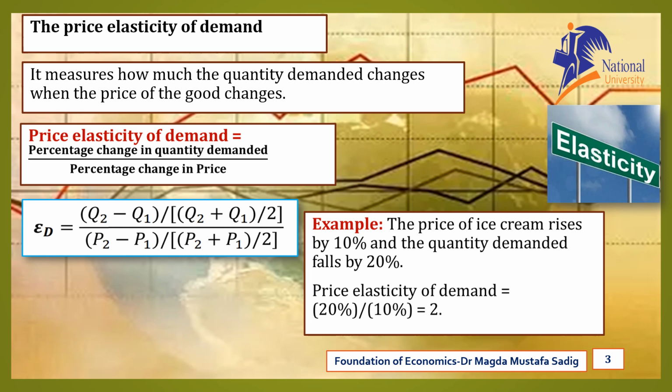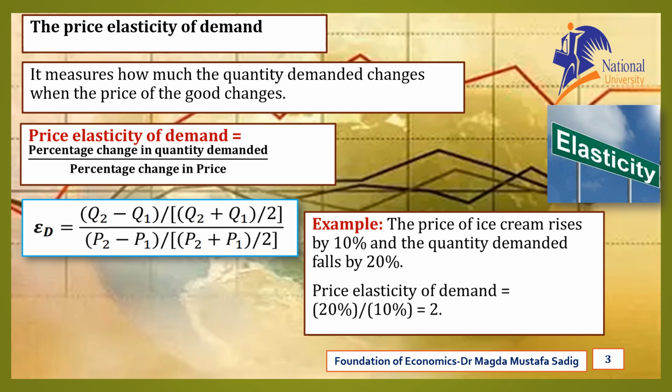Not all products are the same. For essentials like water, people tend to keep buying even if the price rises. We call this inelastic demand. But for luxury items like fancy sunglasses, a price increase might make people stop buying. That is called elastic demand. Elasticity helps us understand these differences.